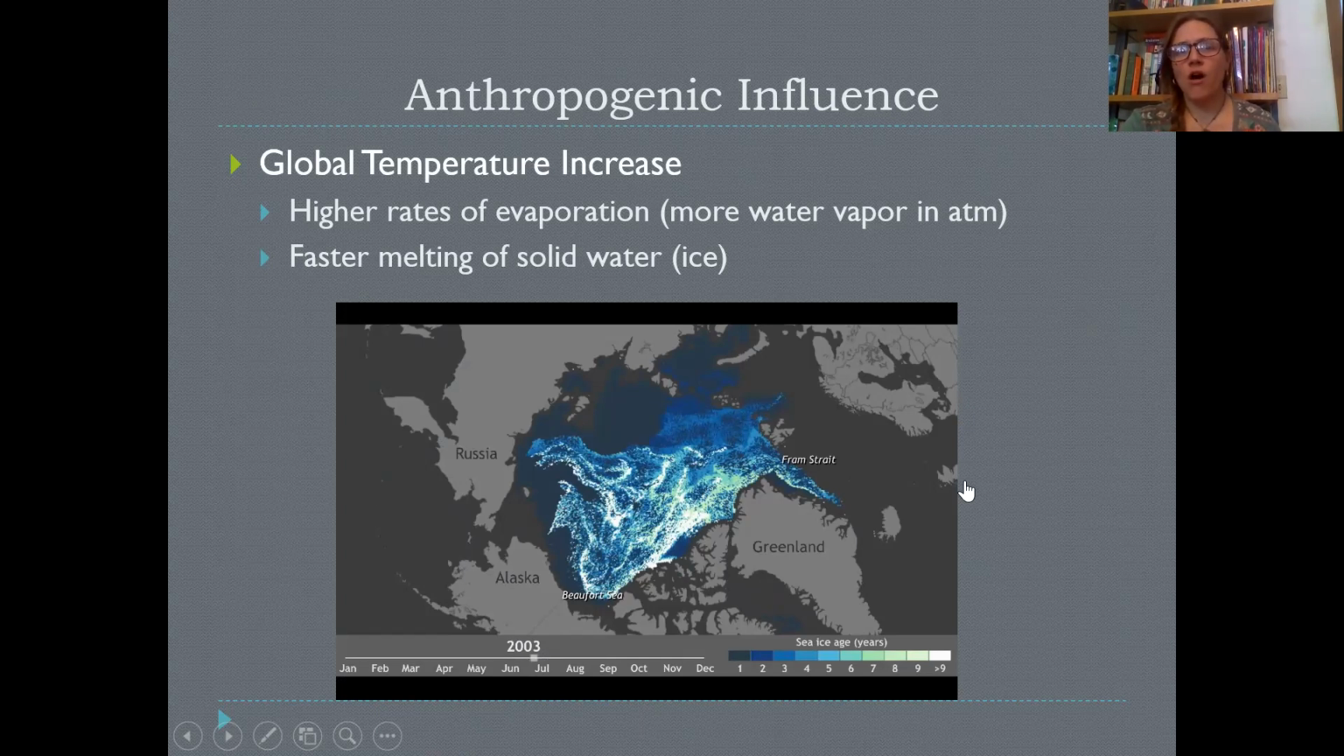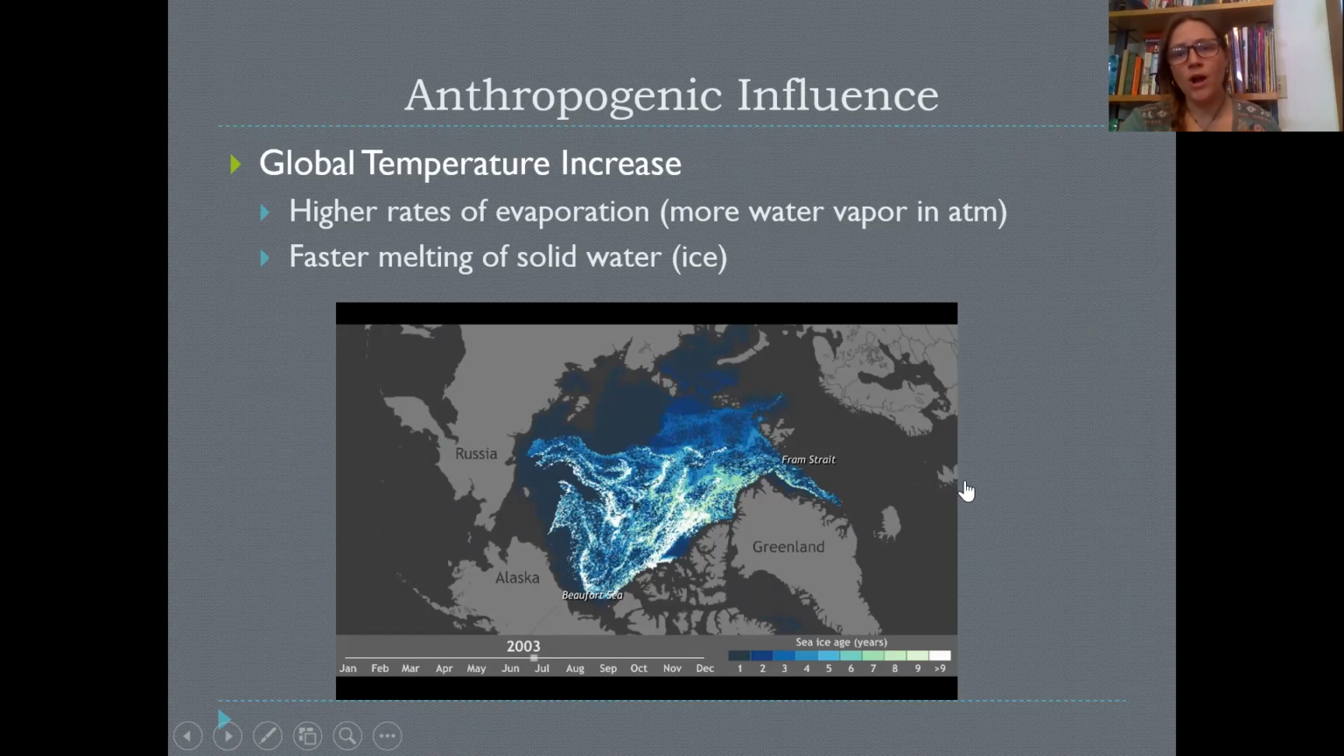So if we're changing the temperature of the environment, we're going to be drastically changing the water cycle. And so first of all, we may have higher rates of evaporation. So we might have less soil moisture, less water available for vegetation growth. We might have more water vapor in the atmosphere that can lead to intense storms and things like hurricanes. And then of course, one of the classic, very well documented, well-known influences of this warming climate is the melting of the ice cap.